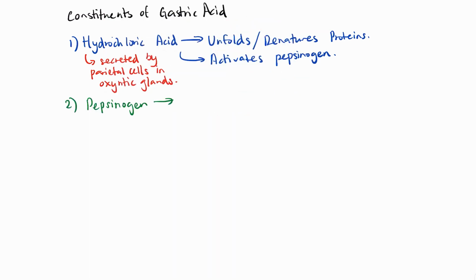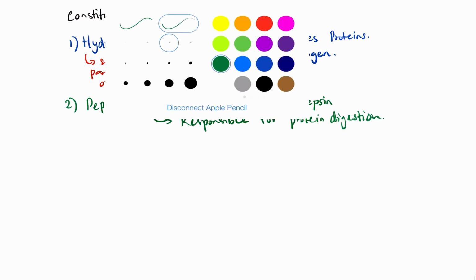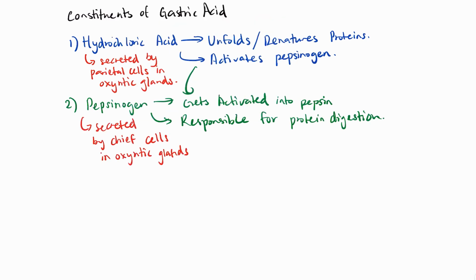We also have pepsinogen in the stomach, which gets activated by hydrochloric acid into pepsin. Pepsin is responsible as an enzyme to digest protein. In fact, it digests around 20% of the protein consumed. Pepsinogen is also secreted by chief cells in the oxyntic glands, so the same glands that secrete HCl.